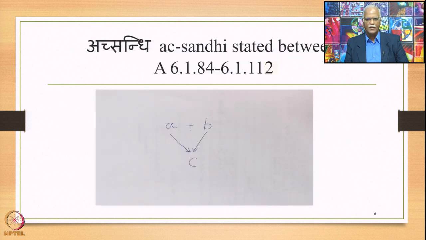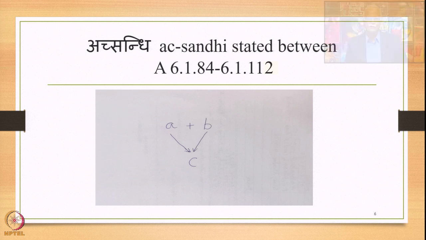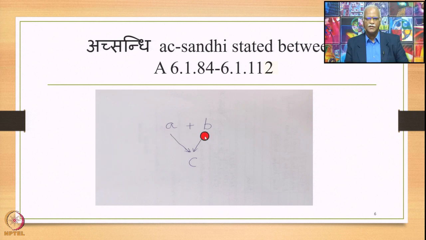latter. This adhikara can be explained diagrammatically in this fashion. You have A plus B, both in the samhita mode. A comes immediately before B and B comes immediately after A, and so they both become the environment mutually. And in such a case, in place of A and B, this is purva, this is para, you have one substitute, namely C. So the input is A plus B, but the output is just C.